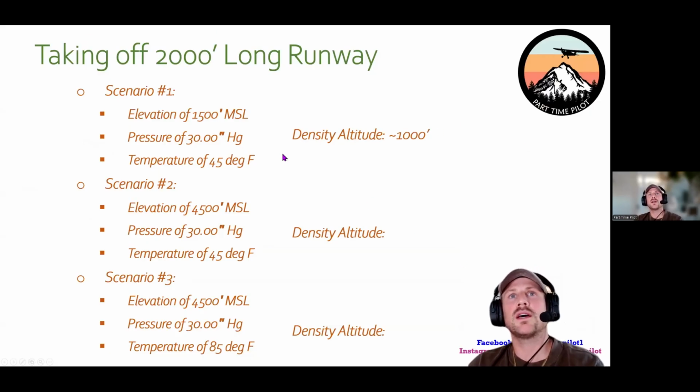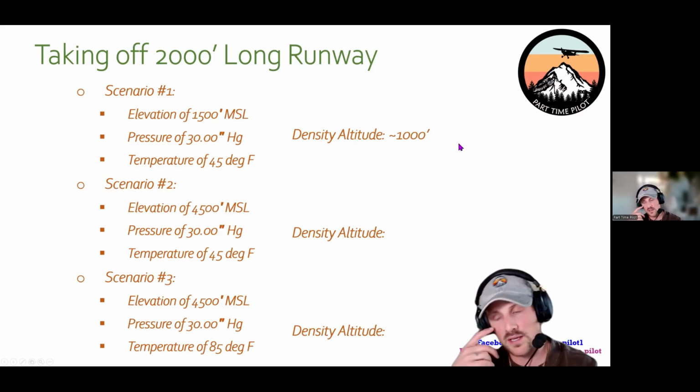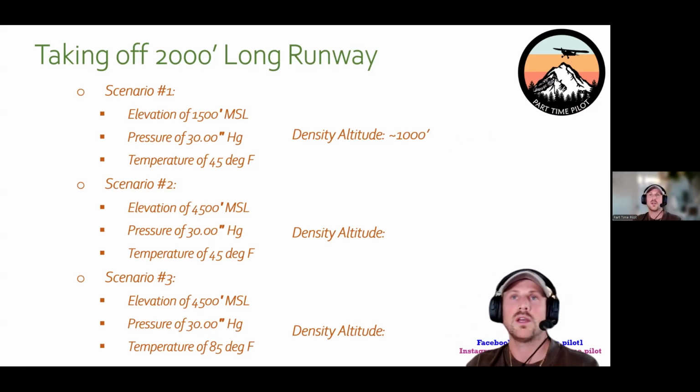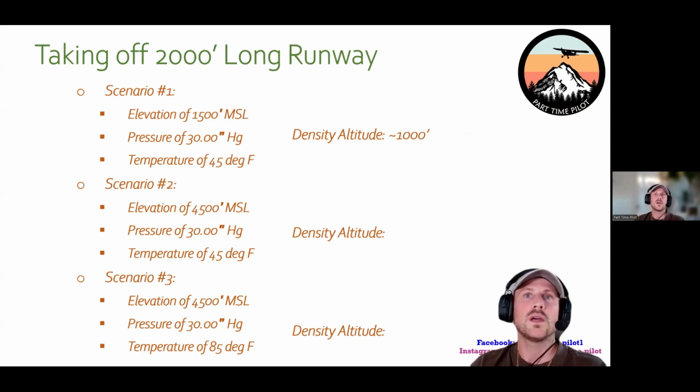All right, so I did density altitude of 1,000 feet. Again, if you said 900 or 850 on the exam, there's gonna be one close enough to that. You can be like, okay, I knew it was a little bit below 1,000. There's gonna be an answer option on the multiple choice question that's a little bit under 1,000.